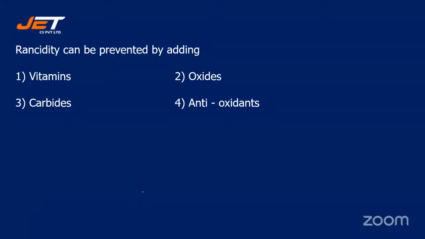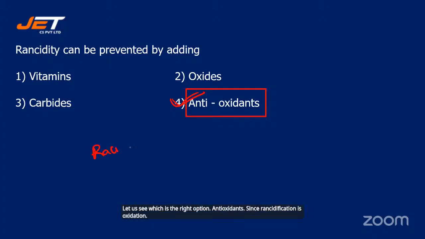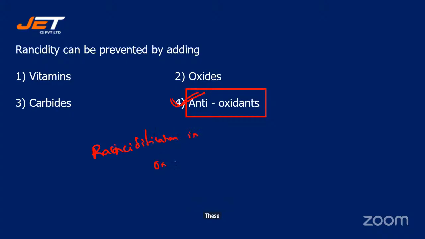Saumika has mentioned it as option 3, carbides. Let us see which is the right option. Antioxidants. Since rancidification is oxidation of oils or waxes, because of that, it is called as antioxidant.